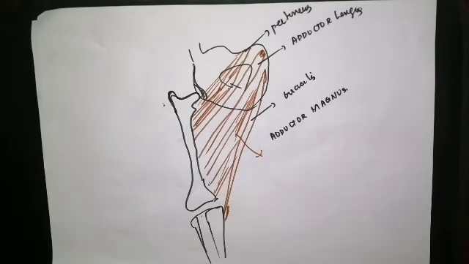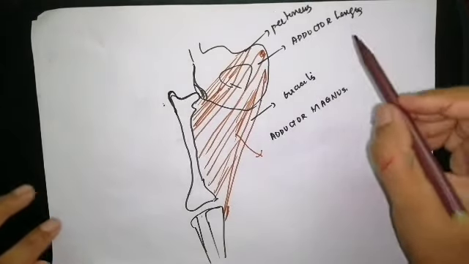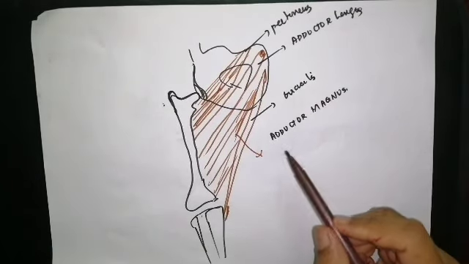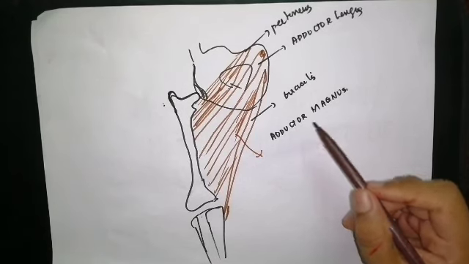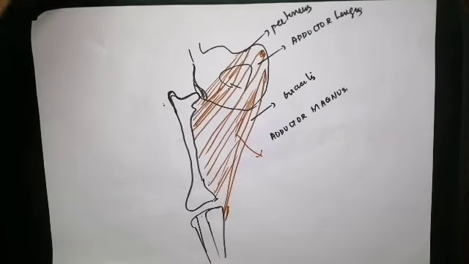So which are the muscles of the adductor compartment? That is pectineus, adductor longus, gracilis, adductor brevis, obturator externus, and adductor magnus. So that's all about the muscles of the adductor compartment.